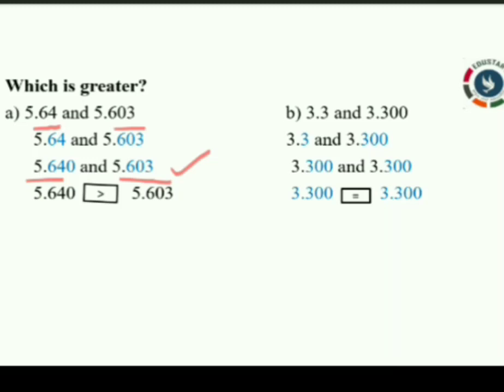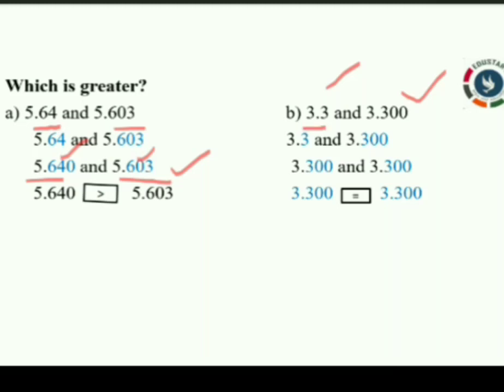Now compare. First you have to check the whole part. Your whole part is equal, right? Then you have to check the 10th place. 10th place also you are having 6. 10th place also equal. Then you have to check the 100th place. In 100th place you are having 4 and 0. Which is greater? 4 is greater, right? So 5.640 is greater than 5.603.